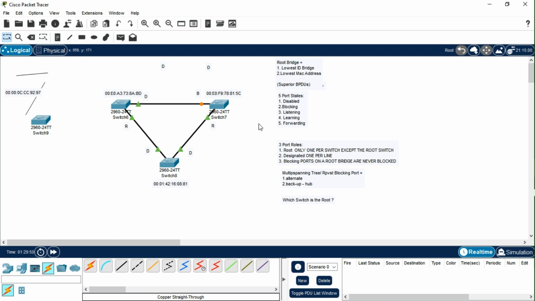So I gave you the example of the states. When you barely plug something in, notice how all the lines were orange. They were trying to come up. They were blinking. They were going through the states.